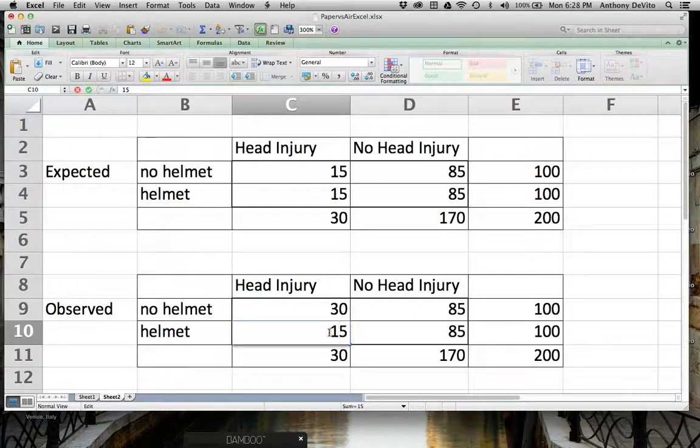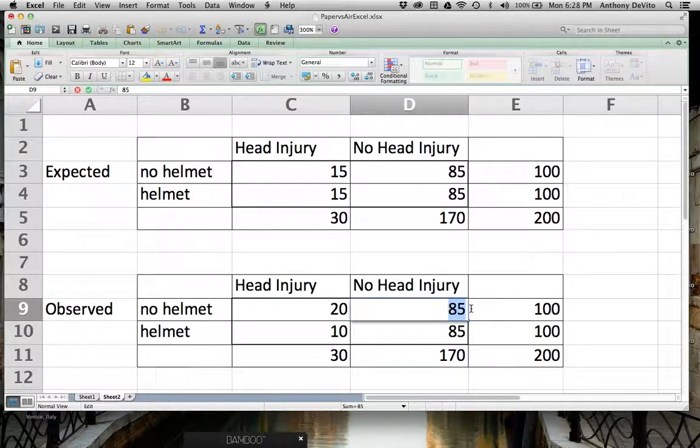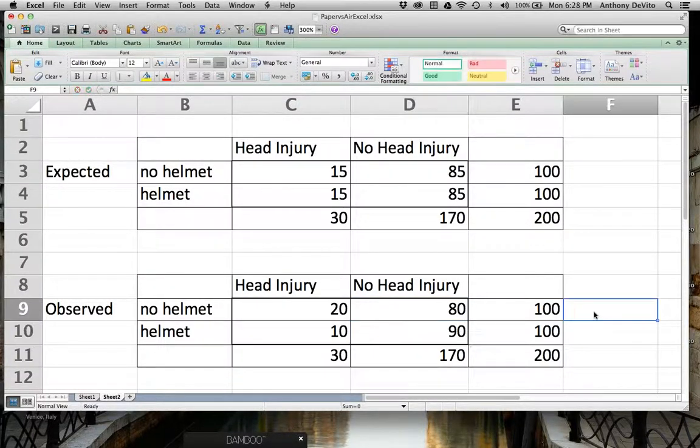Or maybe we happen to get, say, 20. And maybe with a helmet, we happen to get 10. I'm just doing that so the numbers stay the same. So we'd have 80 people that didn't have a head injury, and we have 90 that didn't have a head injury wearing a helmet.